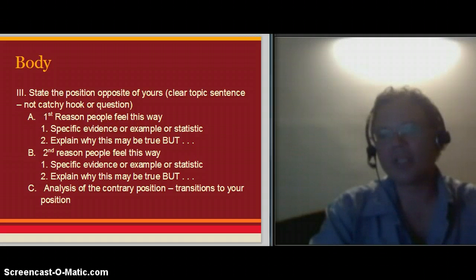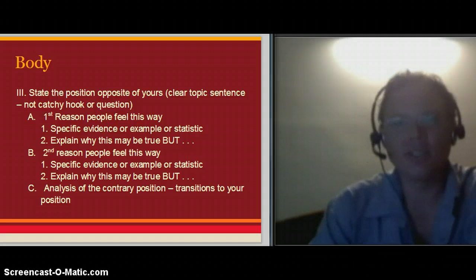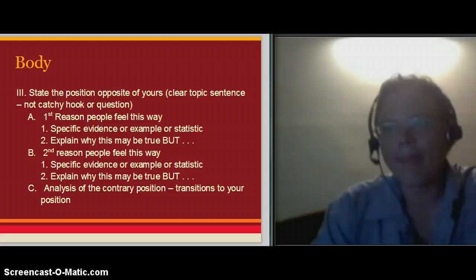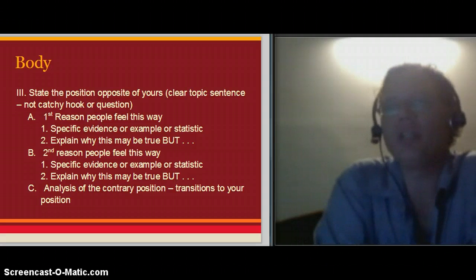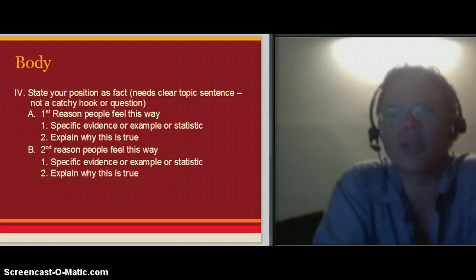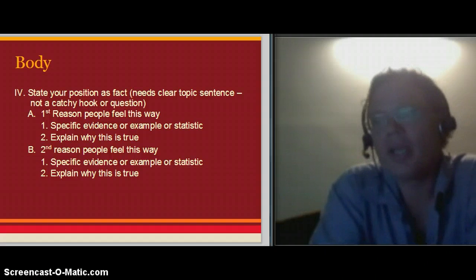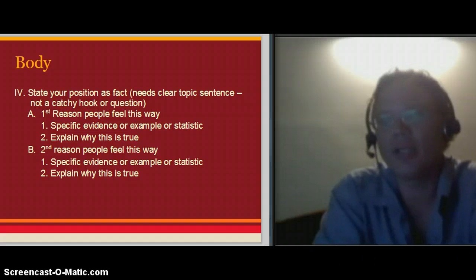And during this part of it, you want to pull all this together and then start to transition into your position. So the fourth part of the body is when you state your position, and you state it as a fact. You don't need a catchy hook here again. You just need to start making your point. And it's formatted much the same way. We want this paper to feel equally handed for both sides.